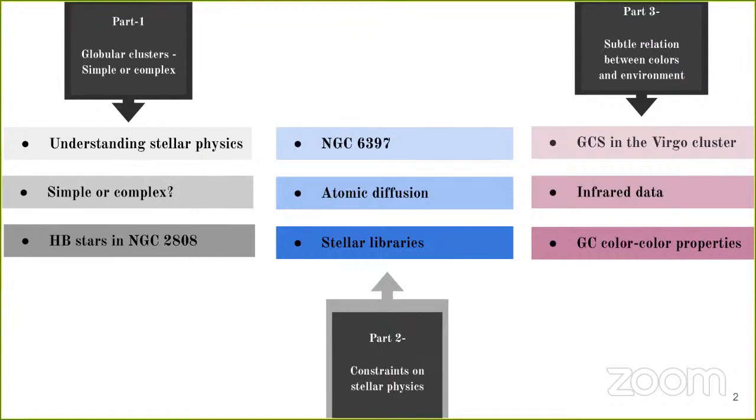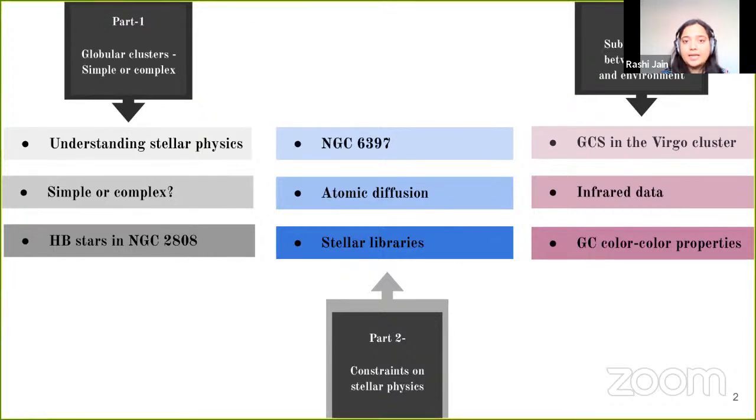In the second part of this presentation, I'm going to discuss a particular case of NGC 6397 in the light of understanding atomic diffusion in stars, and also to compare the performance of theoretical libraries versus empirical spectral libraries. And in the last part of the presentation, we're going to look at globular cluster systems in the Virgo galaxy cluster using optical, infrared, and near UV data, and to see how the globular cluster color properties could be related to their environment.